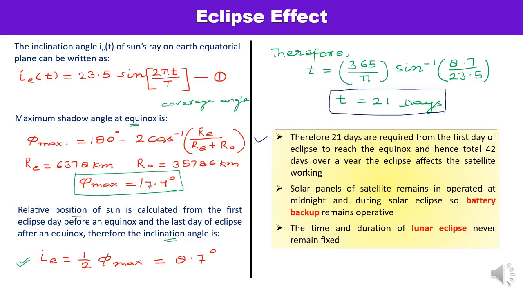It means the solar panels of the satellite remain operated, and at midnight and during solar eclipse the battery backups remain operative. Meaning under any conditions, night, during rainfall, during ice fall, during any other kind of unfavorable weather condition. And the time and duration of a lunar eclipse never remain fixed. You cannot calculate it in advance. You cannot predict it.